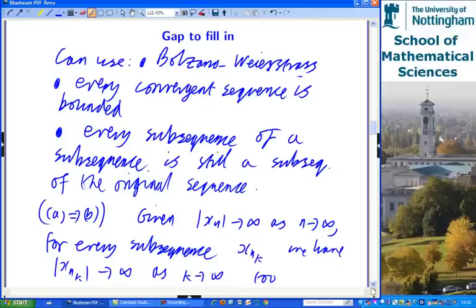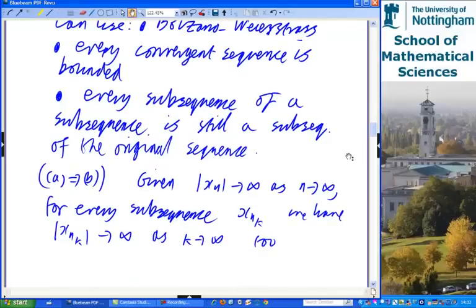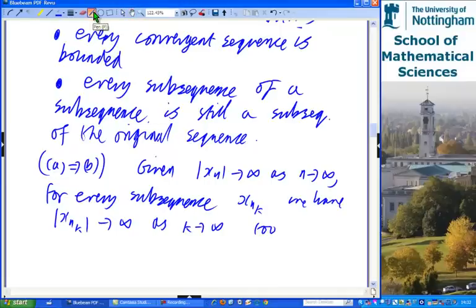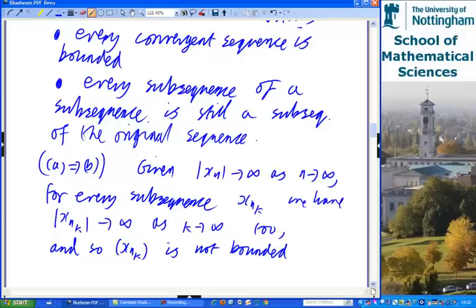Because you're just taking, it can only go to infinity faster than the original because it was already tending to infinity. You can think about that as a little exercise for more details, but I accept that as true. And a sequence that tends to infinity cannot be bounded. And that's the subsequence going from k equals 1 to infinity. If it tends to infinity, it can't be bounded. So that does that one.